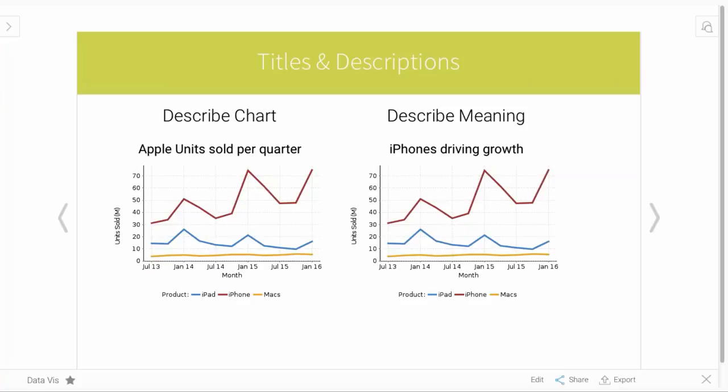Now, if you do want to tell a story that is a little more explanatory though, why not put that story in your title and actually put that critical insight that you want to get across and make that more obvious. So in the example on the right, iPhone driving growth, that's a really good example of how to use data to support your story.